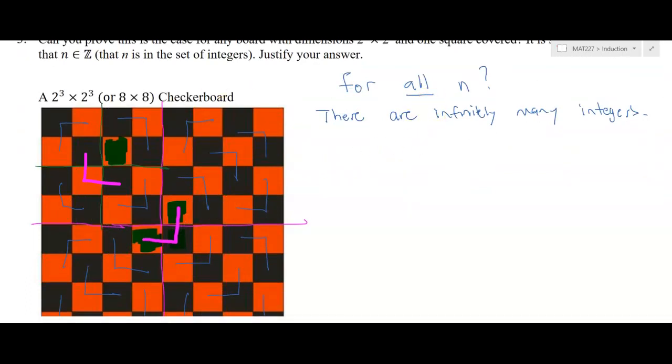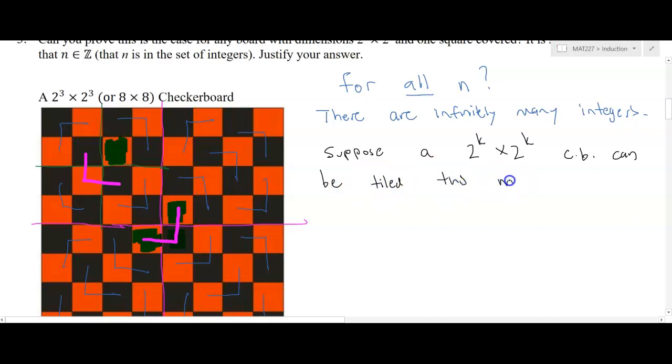So let's say something like this. Suppose a 2 to the k by 2 to the k checkerboard can be tiled this way, for some arbitrary integer k.